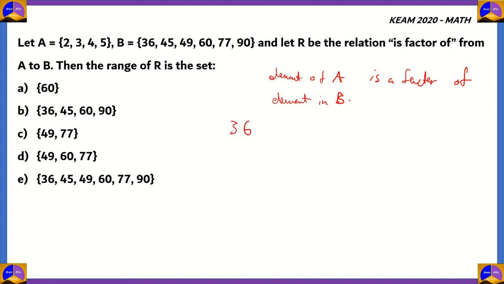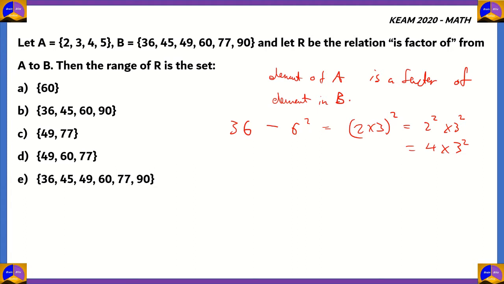So 36 can be written as 6 squared, which is 6 times 6. So 6 can be written as 2 times 3, squared, so therefore it's 2 squared times 3 squared, and since 2 squared is 4, you can write it as 4 times 3 squared as well, since we have both 2 and 4 in the set A. So 36 is composed of factors 2, 3, and 4.